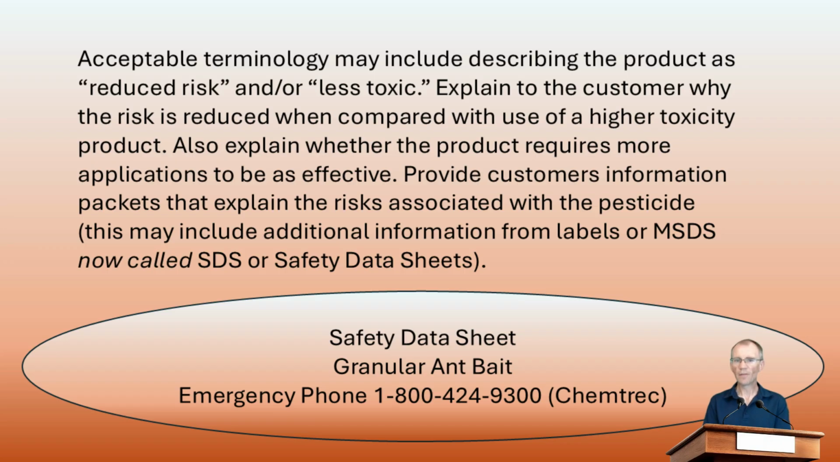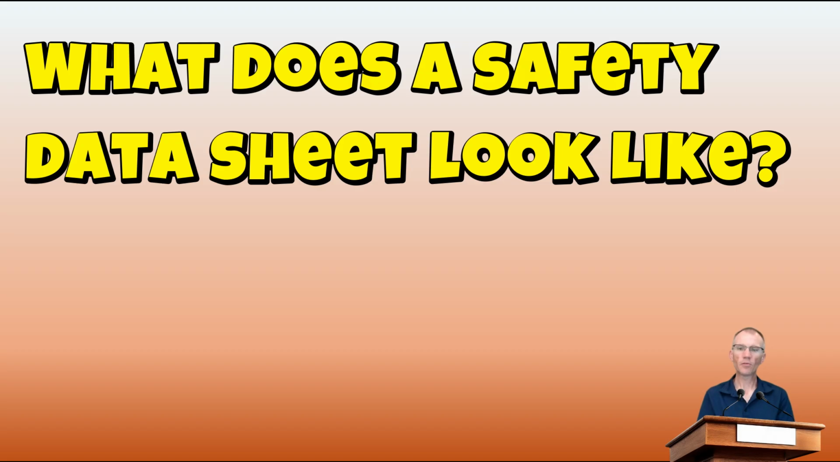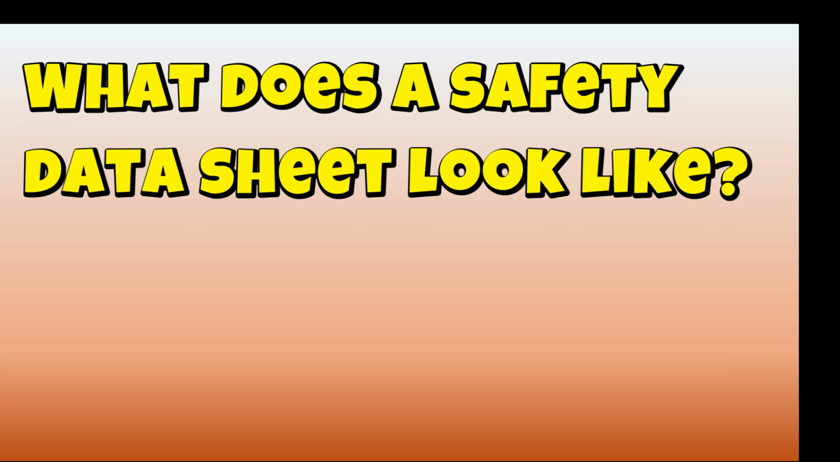Provide customers information packets that explain the risk associated with the pesticide. This may include additional information from labels or MSDS, now called SDS, or safety data sheets. This leads us to a great question. What does a safety data sheet look like?